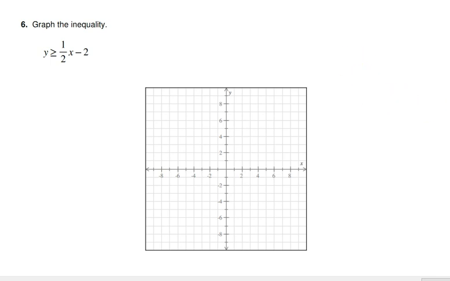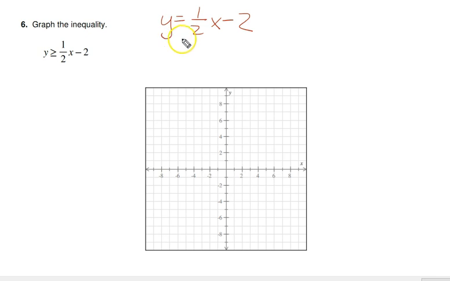Now in example 6, we're asked to graph this inequality. And we know that when it looks like this, we could also write it y equals 1/2 x minus 2.